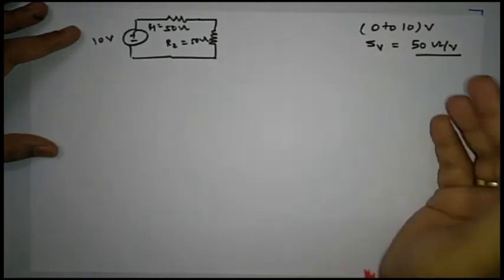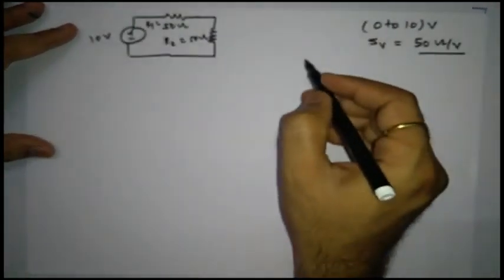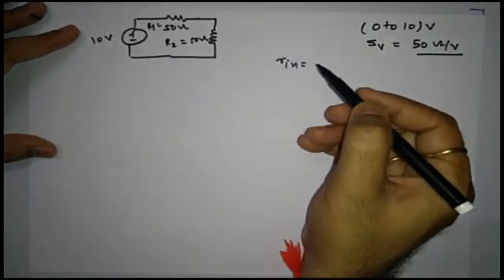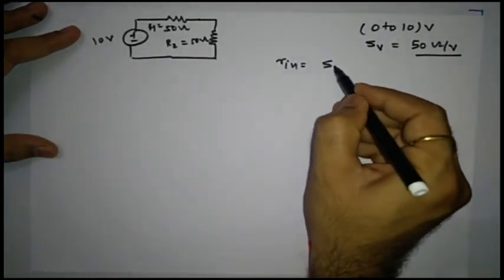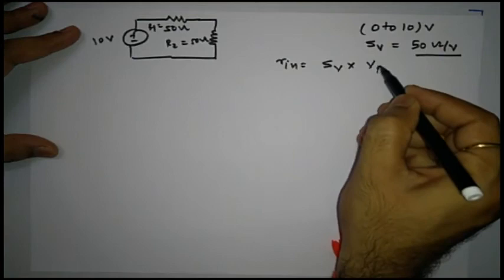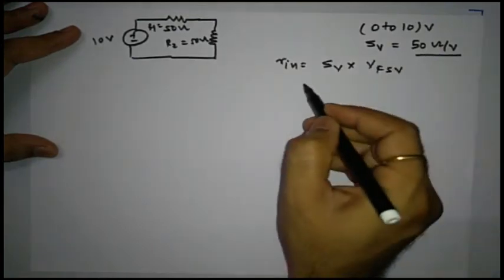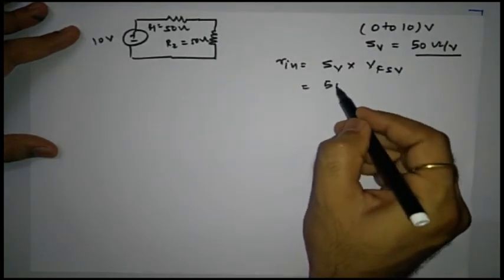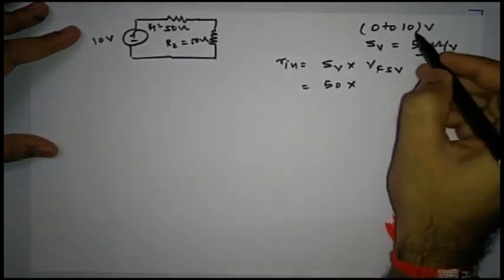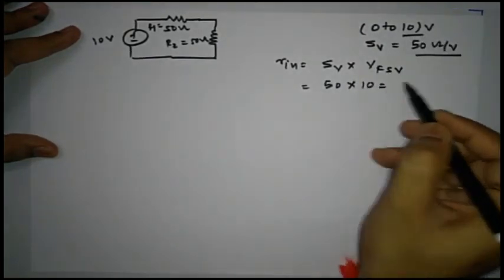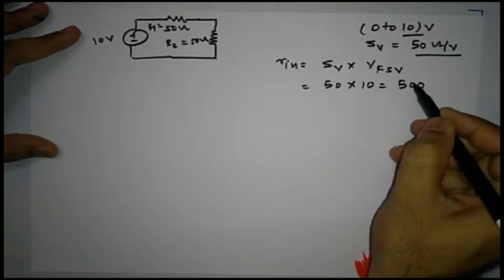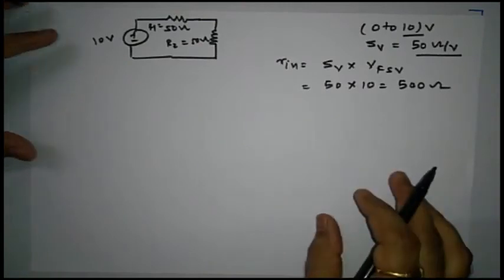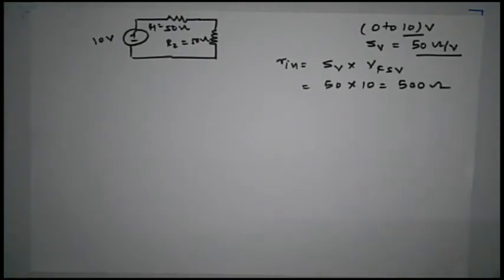Now in this case, first of all, we are going to calculate the internal resistance of this voltmeter. The internal resistance of this voltmeter is nothing but the sensitivity multiplied by the full scale value. So the sensitivity is 50 multiplied by the full scale value, in this case 10. Now the internal resistance of this voltmeter is going to be 500 ohm, which was previously 50 ohm.